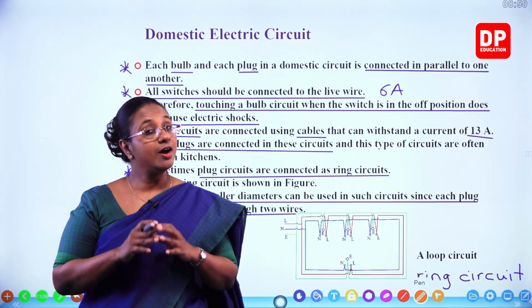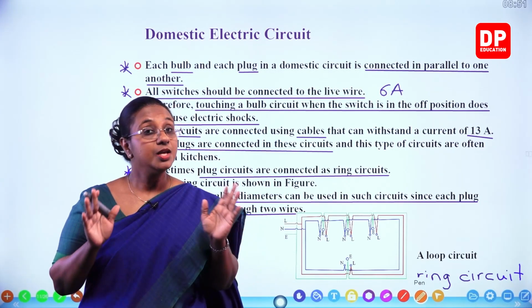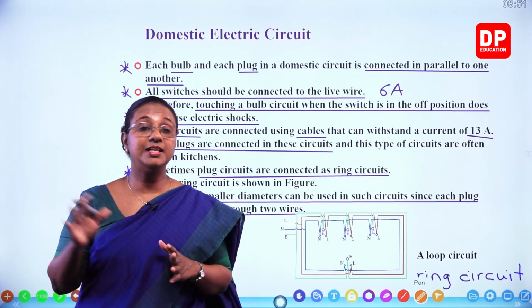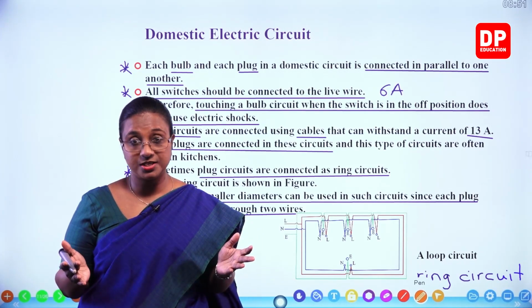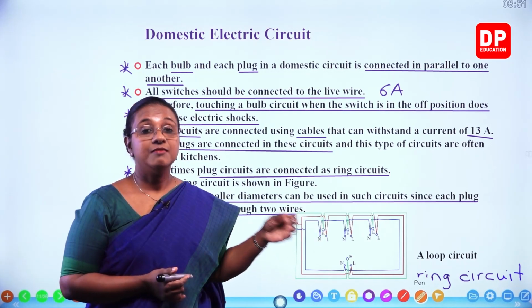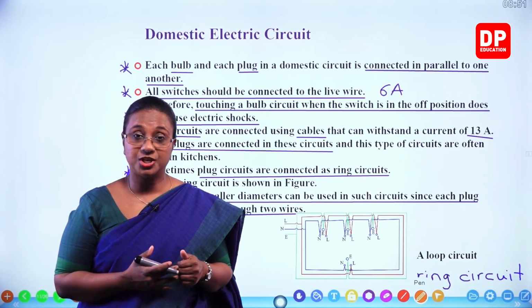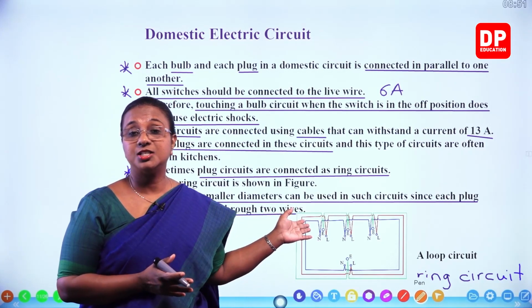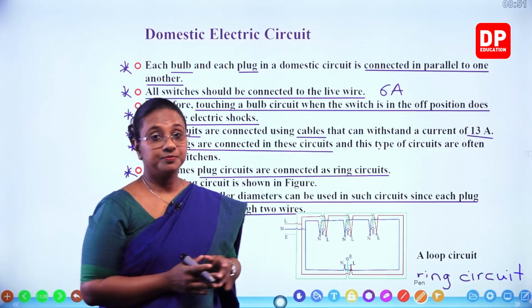Like I told you all, the terms refer to the same circuit. So with that, students, I have completed the domestic electric circuit, the components and how they are connected and their functions. And in the next slide, we will look at some measures that are needed for protection. Some protective measures against accidents related to electricity or the household electric circuit.